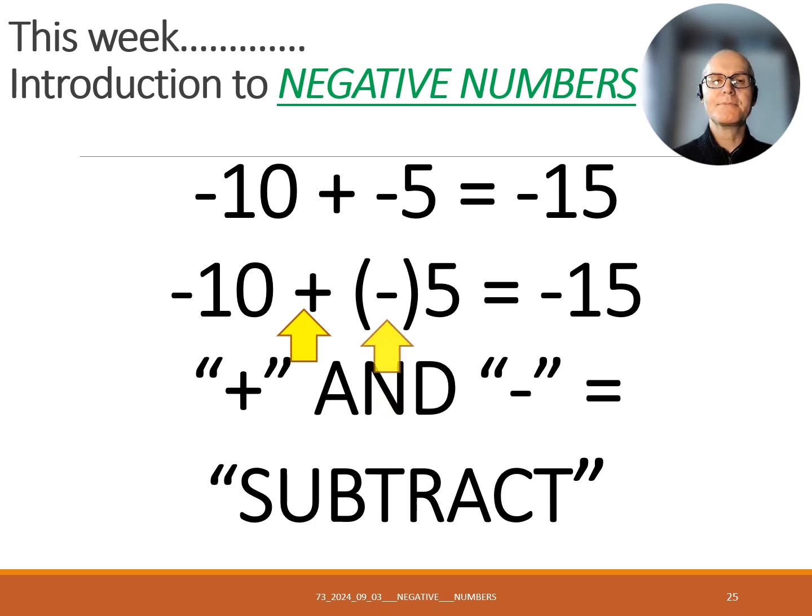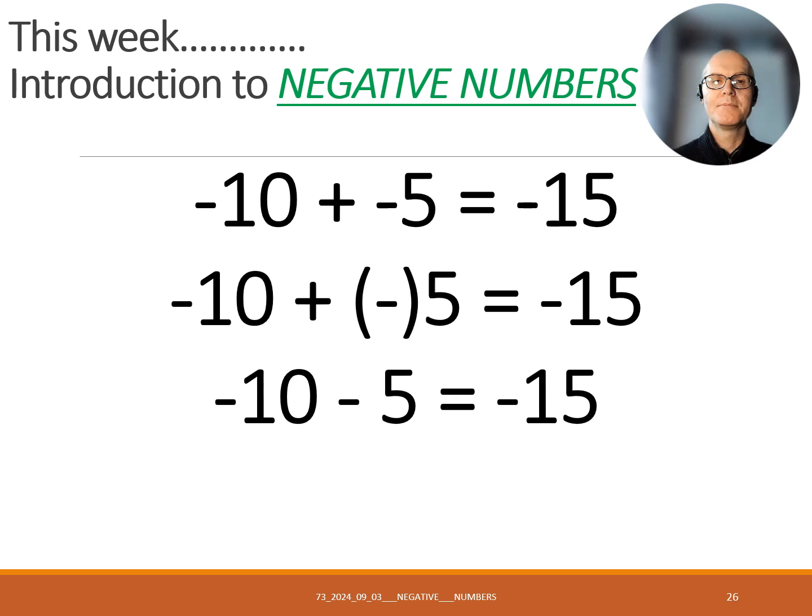An add and a negative means you're subtracting. Negative 10 plus negative 5 equals negative 15. That's because the add and the negative changes to a subtraction. Negative 10 minus 5 equals negative 15. Add a negative means you subtract.